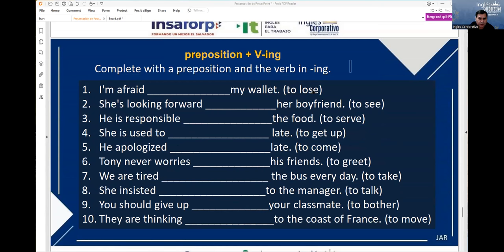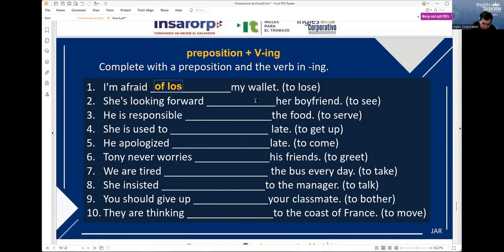I'm afraid of losing my wallet. She's worried. She's looking forward to seeing her boyfriend. He's responsible for serving the food. She's used to getting up late. He apologized for coming late. Tony never worries about greeting his friend.